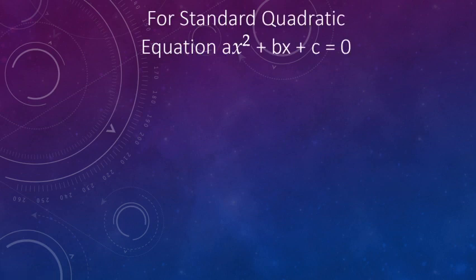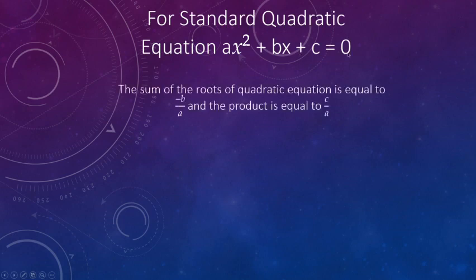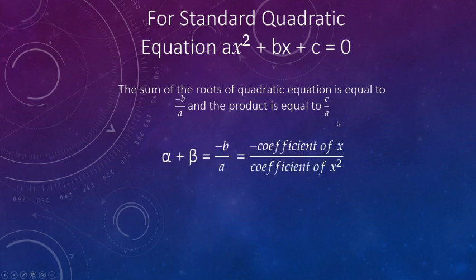We know very well that for a standard quadratic equation ax square plus bx plus c is equal to 0, the sum of the roots of the quadratic equation is equal to minus b over a. We know very well that in this equation a, b and c are the constant terms, and if we want to know the sum of the roots of any quadratic equation, it will be equal to minus b over a, and the product will be equal to c over a.